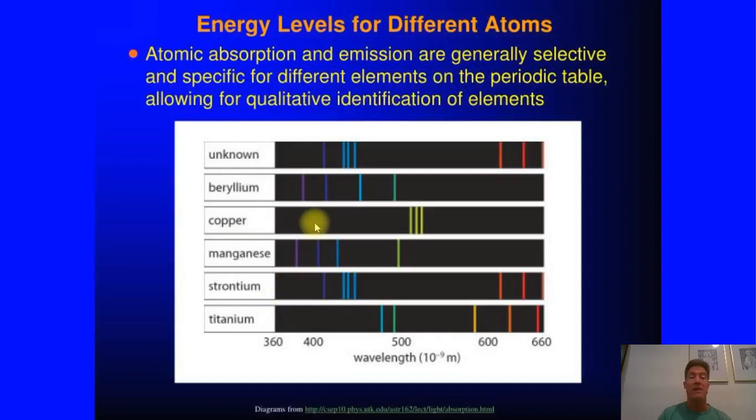Well, here's the payoff. The payoff is that this atomic absorption and emission is very selective and specific for particular elements, and allows us to identify unknown elements by comparing them to known. So let's say we bombard an unknown sample, and we get this emission spectra from it. And we say, okay, well, what does this correspond to? Beryllium, no. Copper, no. Manganese, no. Strontium. Oh, it's exact. So we must have a sample of strontium. So these are like fingerprints. There are light emission fingerprints that identify the particular atom that we're dealing with.